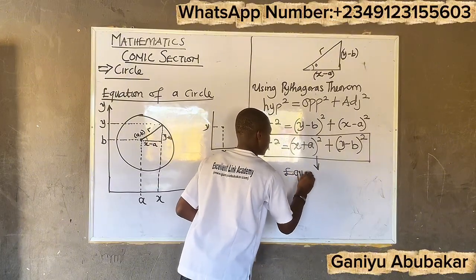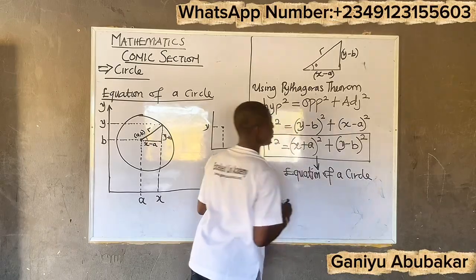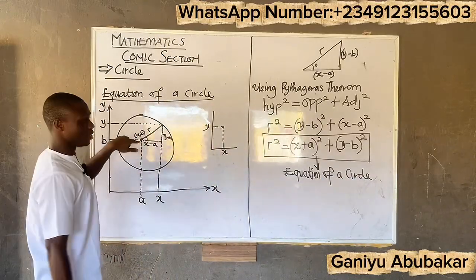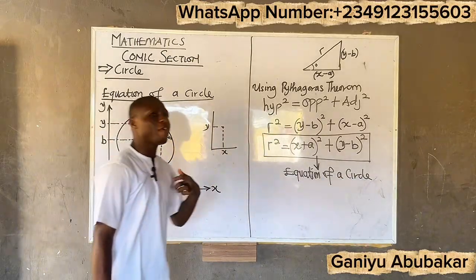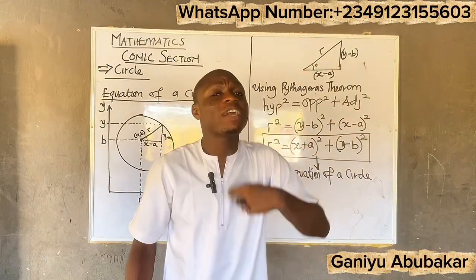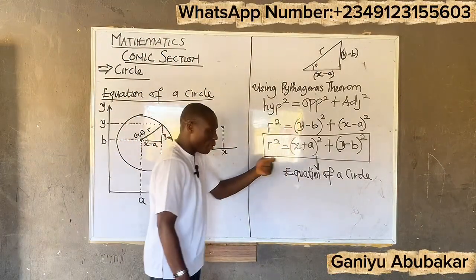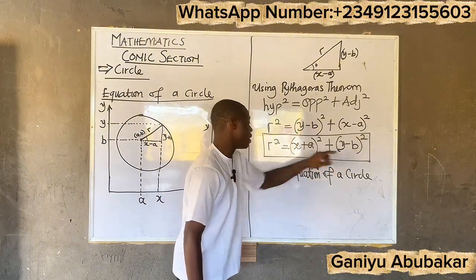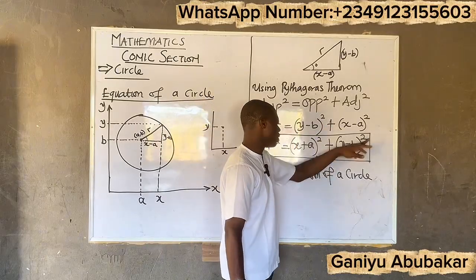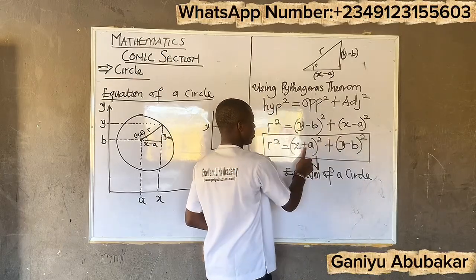So this is the equation of a circle. Now here's the task. This is the equation of a circle if you are given the center point to be a, b. They can ask you to find the equation of a circle given the center point to be 2, 3. So if you are given the center point, for instance a and b, the formula to use is this expression: r squared equals x minus a squared plus y minus b squared. Sorry, it's minus, you can see the mistake here, minus.